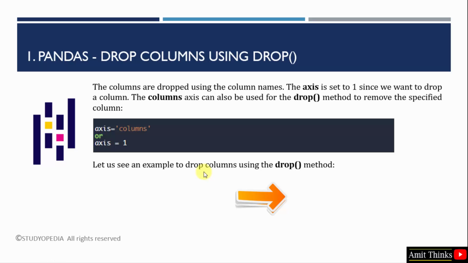Let us begin with the first example in which we will learn how to drop a column using the drop method. I told you we'll be playing around the axis. Under the drop method, if we set axis equal to 1, it will drop a column, or we can also set axis equal to columns to achieve the same. Let's see the example.